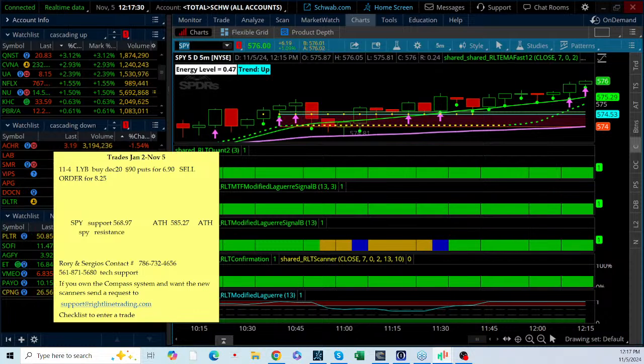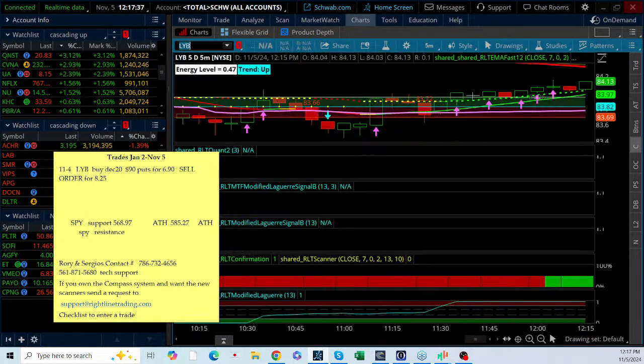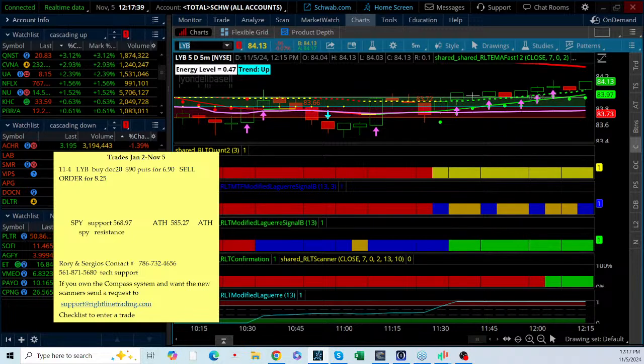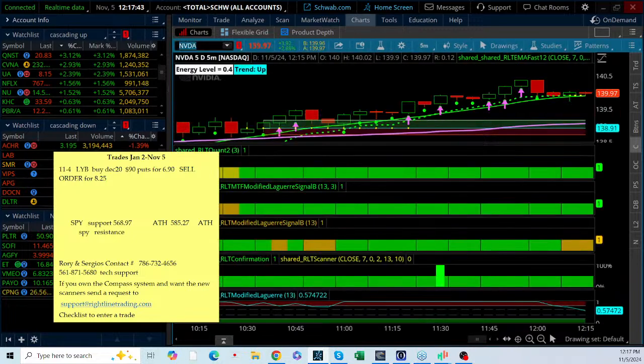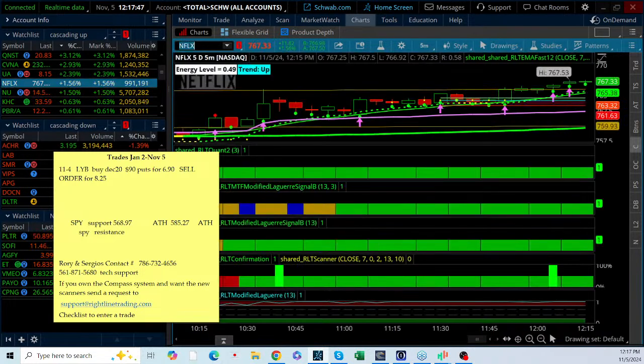SPY trying to get through the 15. LYB bouncing up against us right now. NVIDIA, nice setup in NVIDIA. We're long NVIDIA. Netflix, really a nice breakout here.